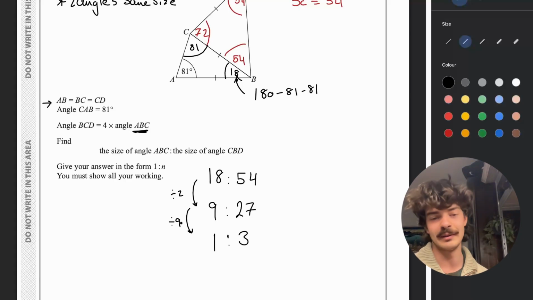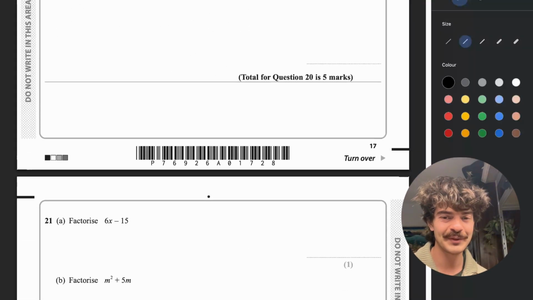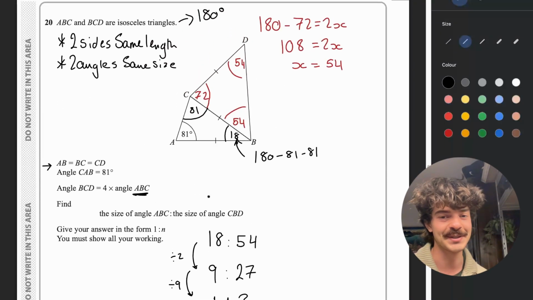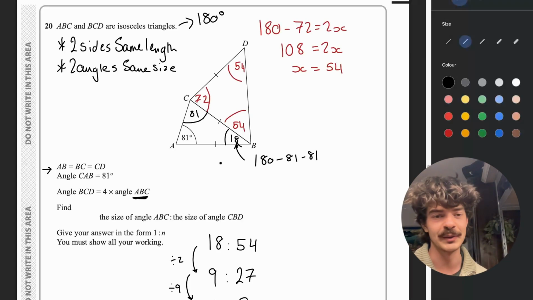Cool. You could do it in one if you realize that 18 and 54 are both divisible by 18, but who knows their 18 times table. 5 marks for that. Lots of marks to be got up there, so do take your time with this one.